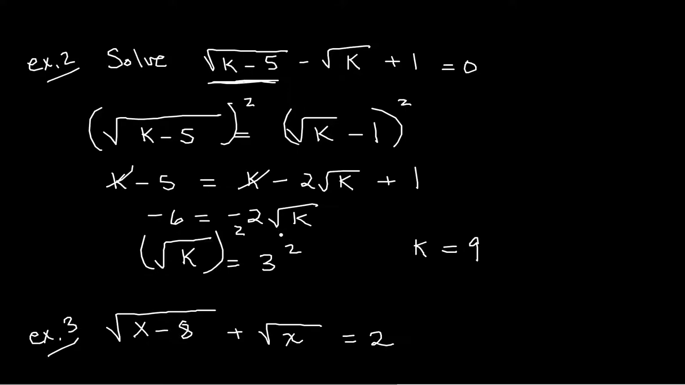And again, they don't all work out because the next one doesn't work out, but this one works out as well. If you put it up here, the square root of 4 is 2, minus the square root of 9 is 3, plus 1 does equal 0.